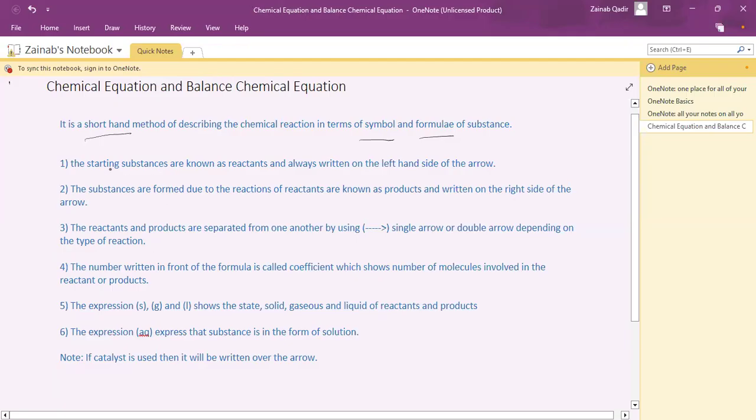Number one: the starting substances are known as reactants and are always written on the left hand side of the arrow. For example, this is reactant A plus B, written on the left side of the arrow. The substances formed due to the reaction of reactants are known as products, and anything formed by the reactants is written on the right hand side.